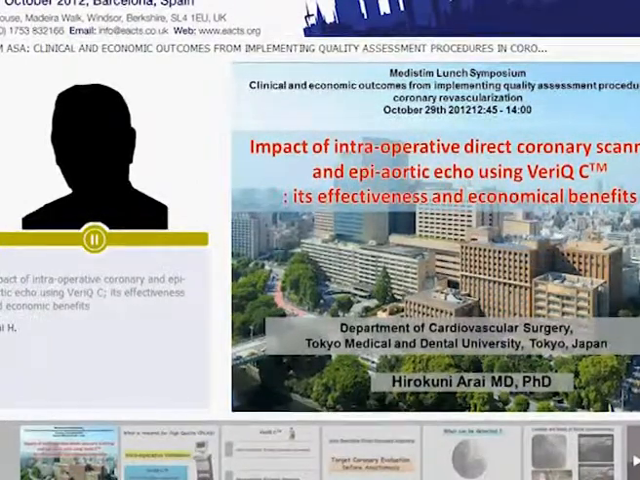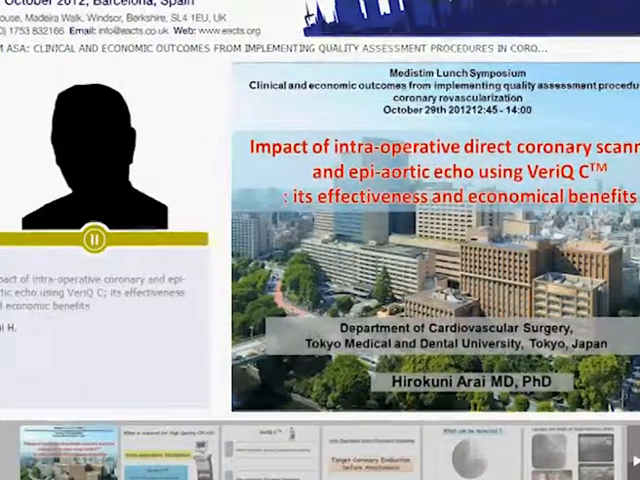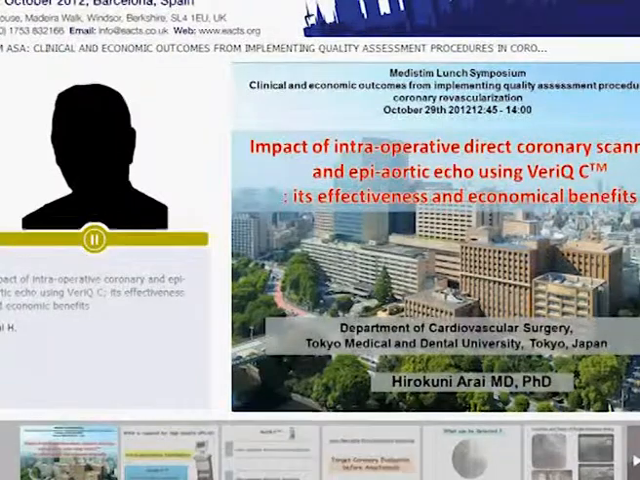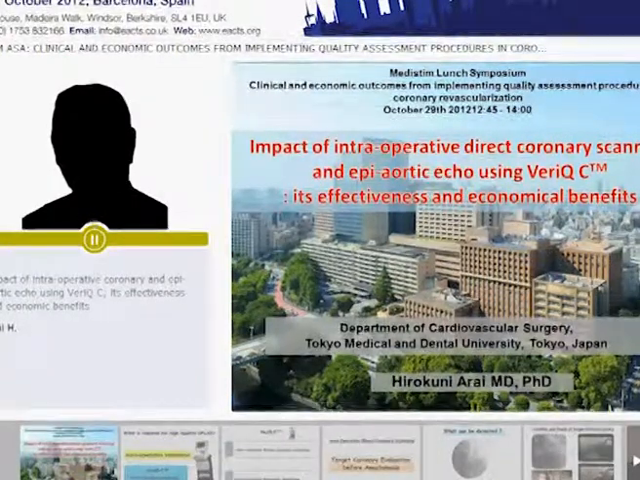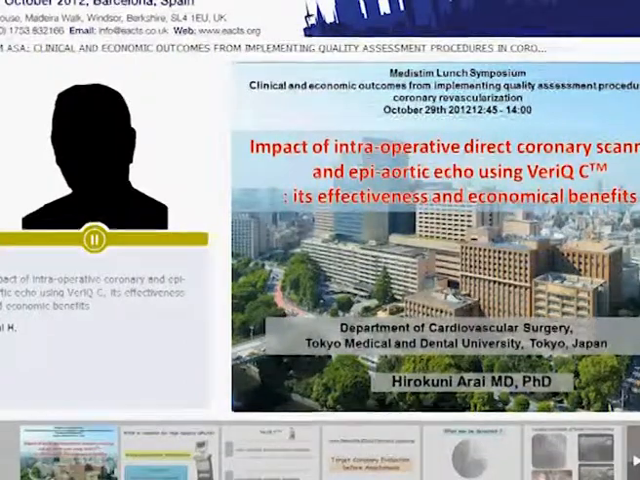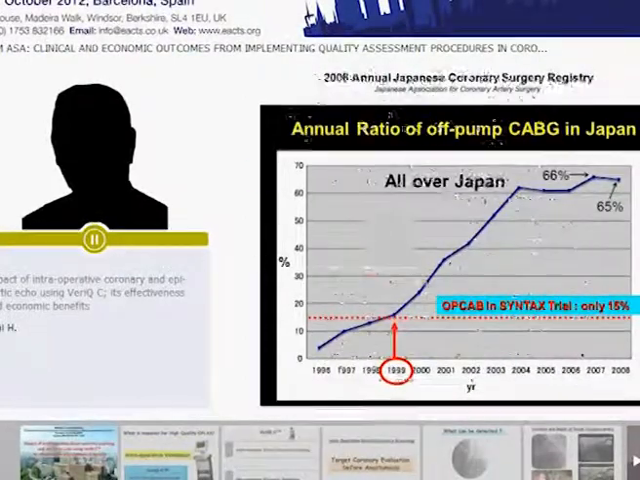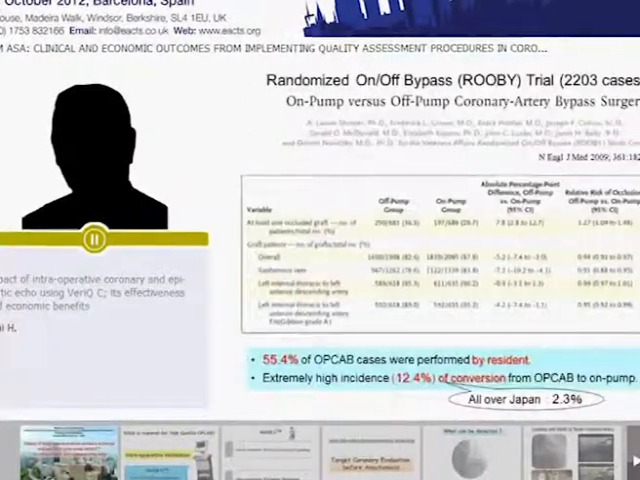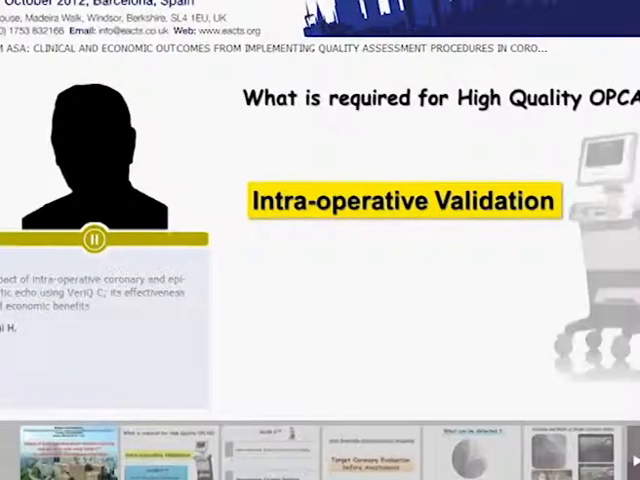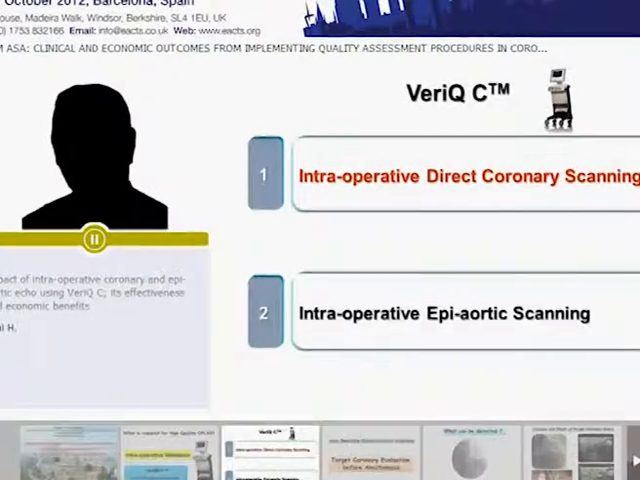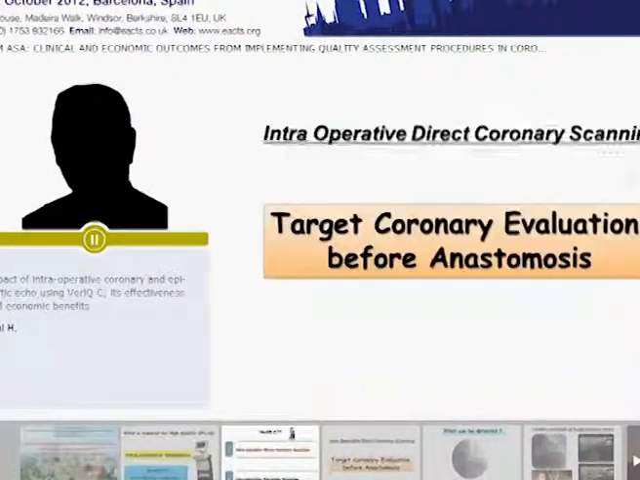Professor Asai presented very clearly and beautifully the current situation of the Japanese OPCAB and an overview of the VeriQ C. I will talk about how I use VeriQ C case by case and how I found its efficacy. I'll skip some of the slides, so no disclosures. What we need is intra-operative validation using VeriQ C, so I'll show you case by case.